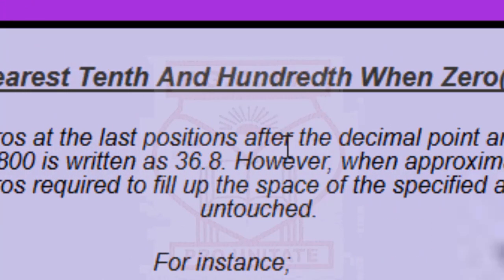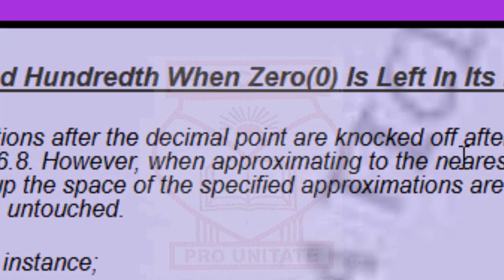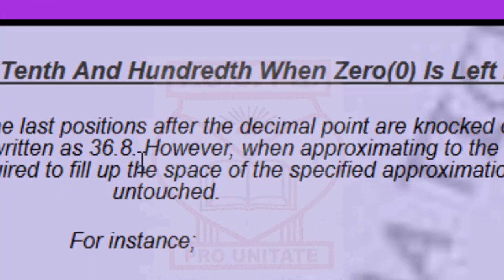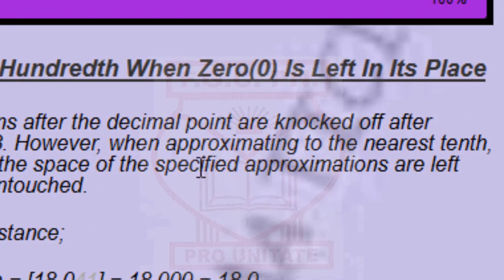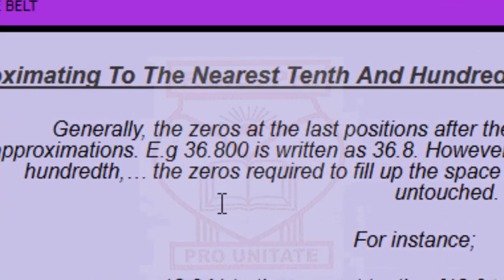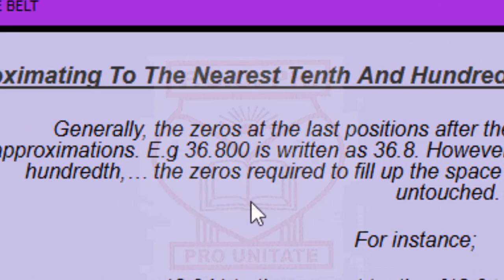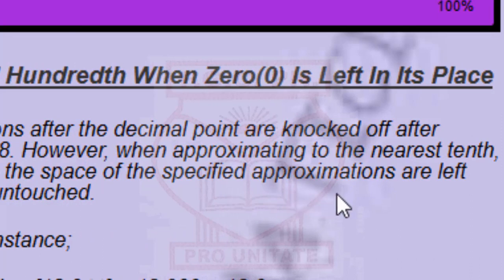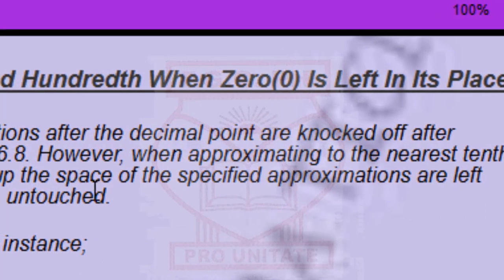Generally, the zeros at the last position after the decimal point are knocked off after approximations, e.g. 36.800 is written as 36.8. However, when approximating to the nearest tenth or hundredth, the zeros required to fill up the space of the specified approximation are left untouched. That's just it.